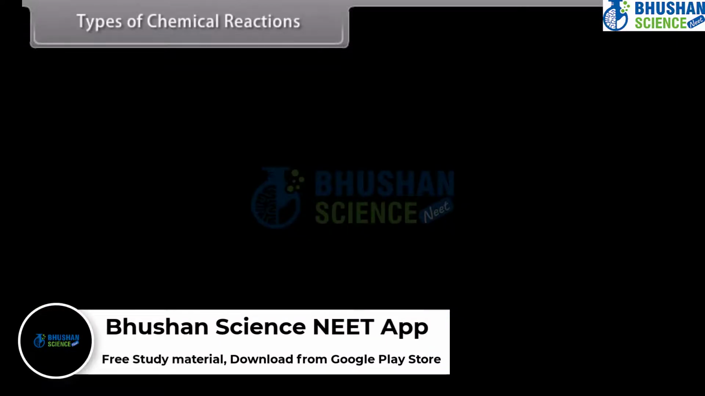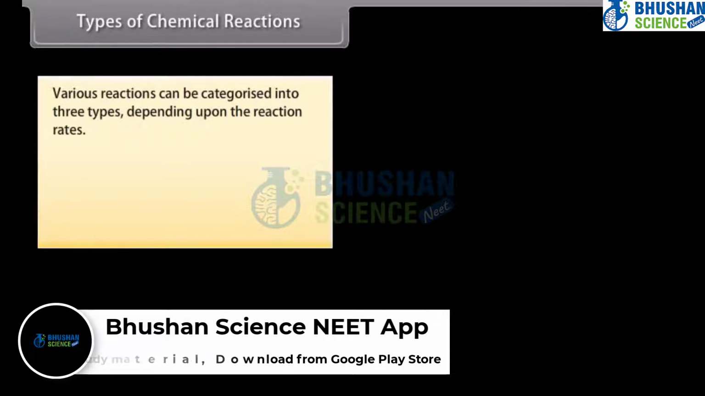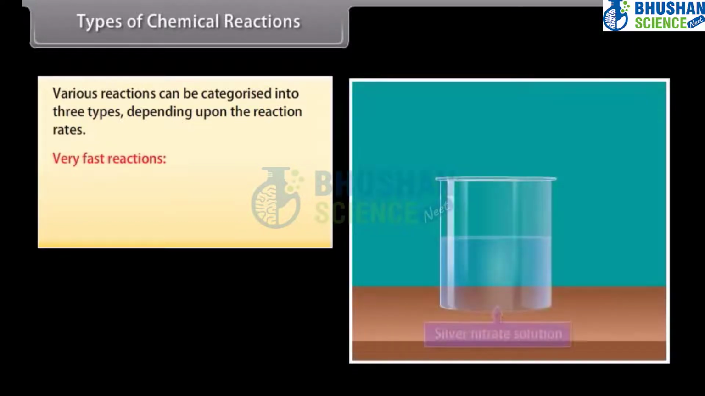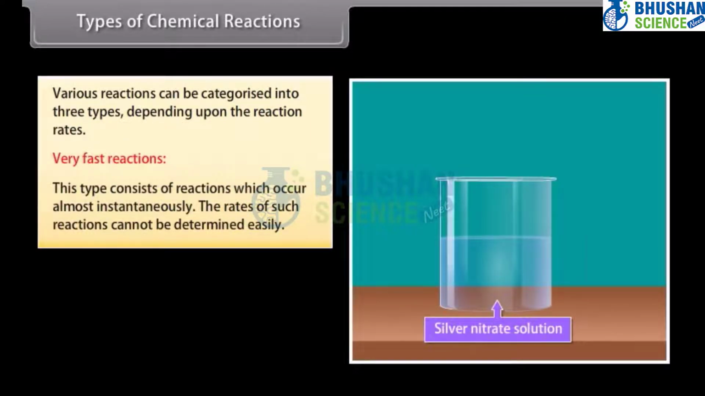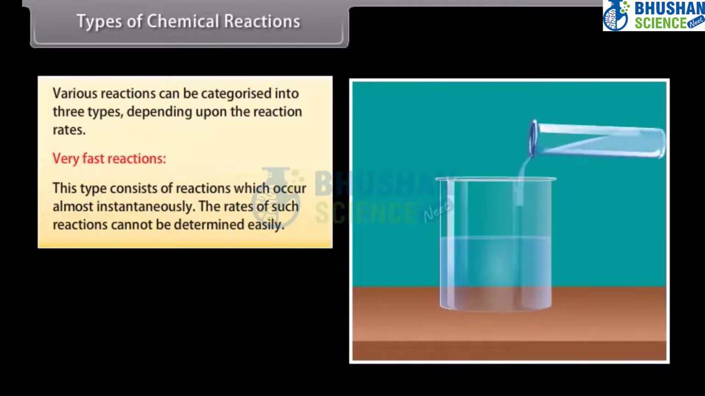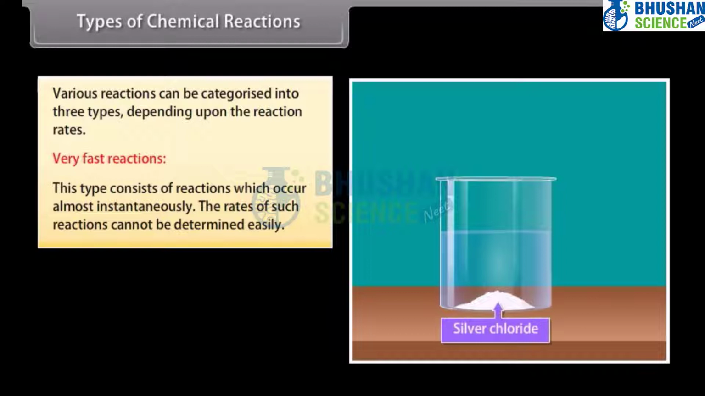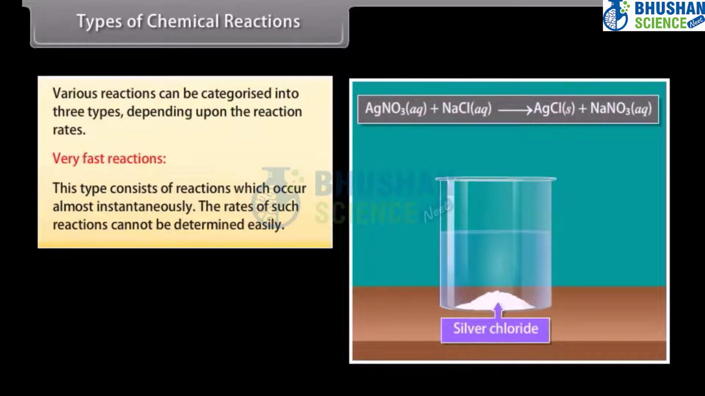Types of chemical reactions. Various reactions can be categorized into 3 types depending upon the reaction rates. Very fast reactions. This type consists of reactions which occur almost instantaneously. The rates of such reactions cannot be determined easily. For example, the precipitation of AgCl occurs instantaneously by addition of aqueous solution of sodium chloride to aqueous solution of silver nitrate.